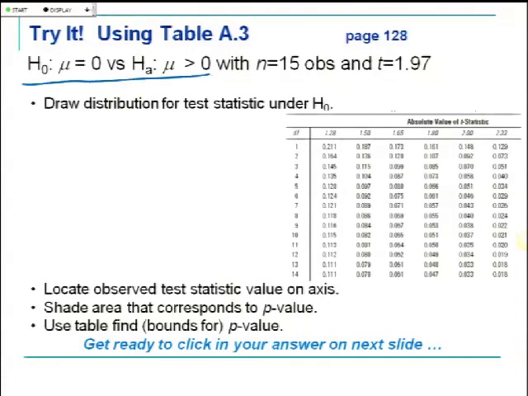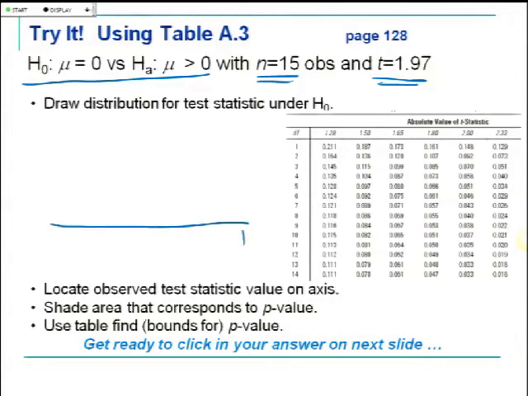So you're given the hypotheses, you're given the number of observations, and the sample mean was computed, the sample standard deviation. The t-statistic was found for you, 1.97. We're asked to complete the testing part by finding the p-value. So step number 1, you calculated a t-statistic. Draw me the picture of its model, its distribution under H0.